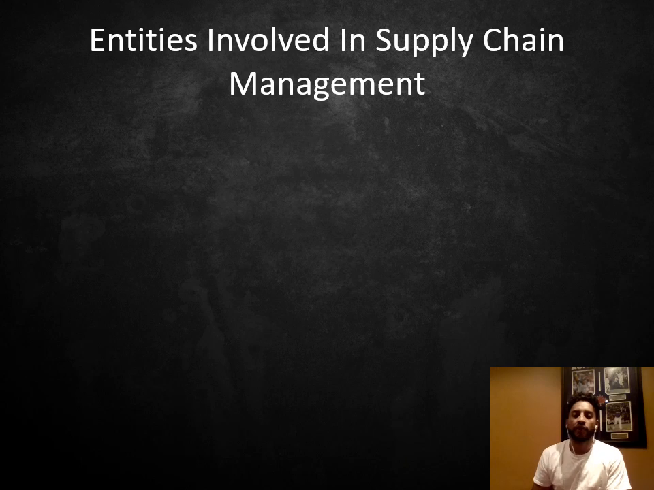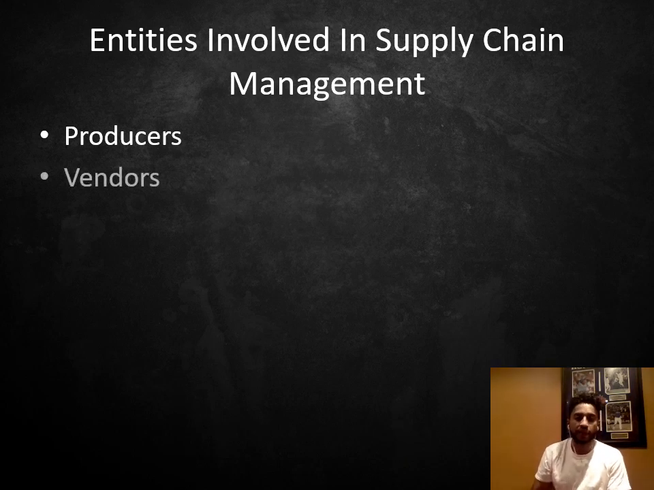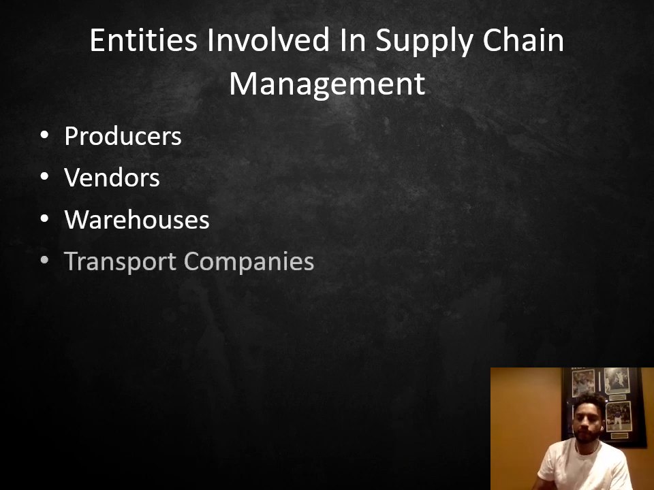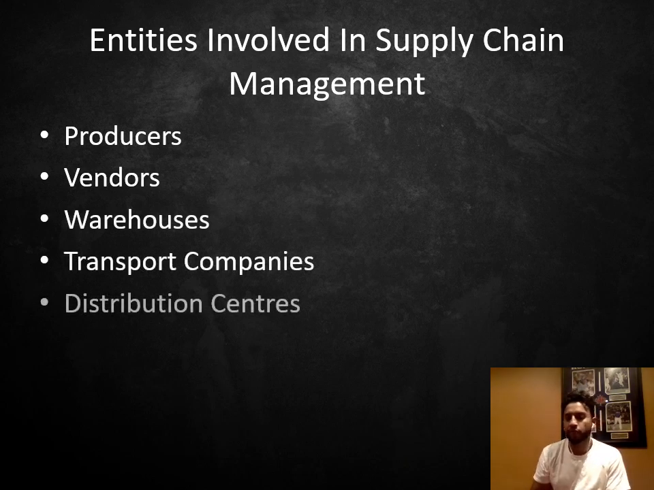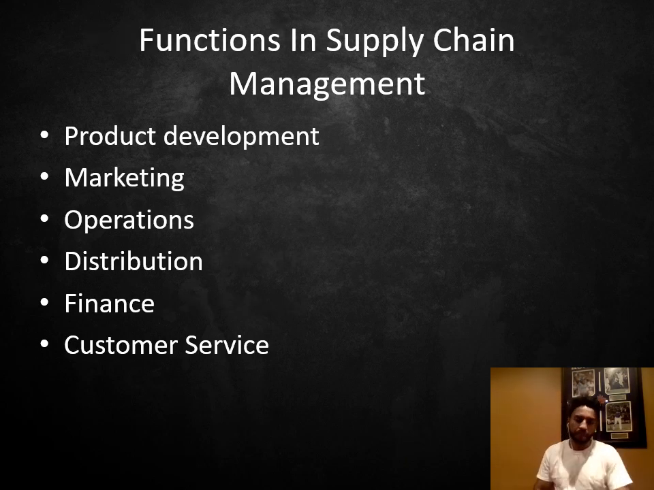Okay, so entities involved in supply chain management. You've got producers, people who are suppliers, right? Vendors, people who sell for you. Warehouses, people who store for you. Transport companies, people who transport the product for you. Distribution centers, places where you're selling your product. Retailers: distribution centers sell to retailers, so retailers can then take that finished good, mark it up and sell it.